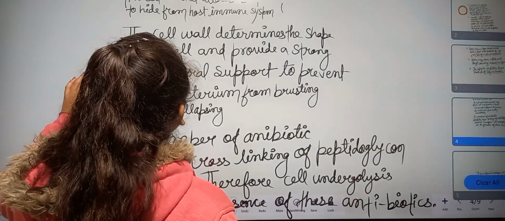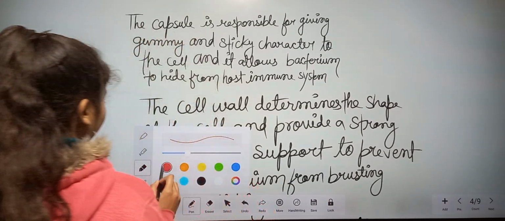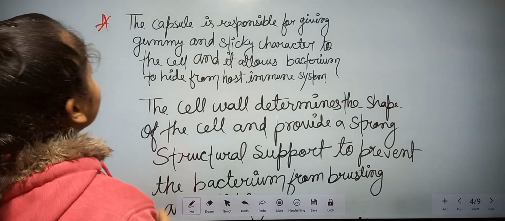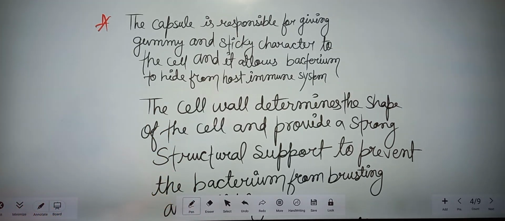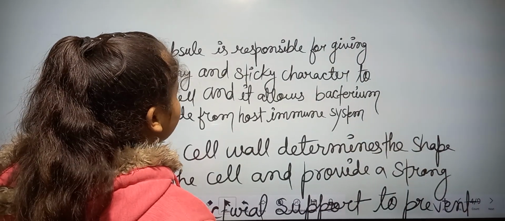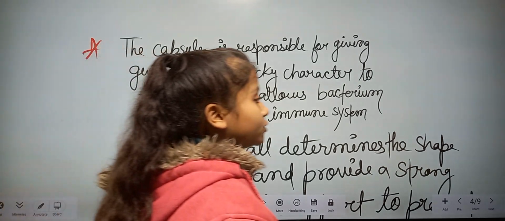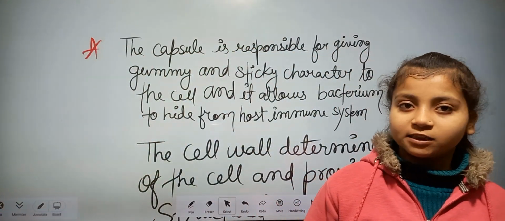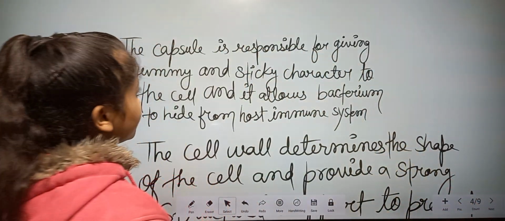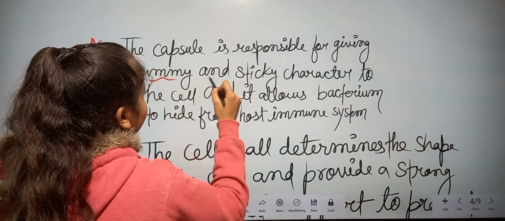Here we have some more points about the cell envelope. Our first point is the capsule is responsible for giving a gummy and sticky character to the cell. It means glycocalyx is also responsible for adhesion, and the capsule is also responsible for giving gummy, it means sticky. Gummy and sticky.